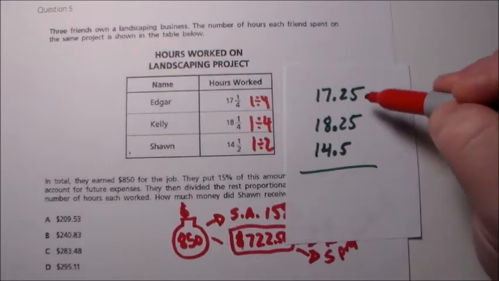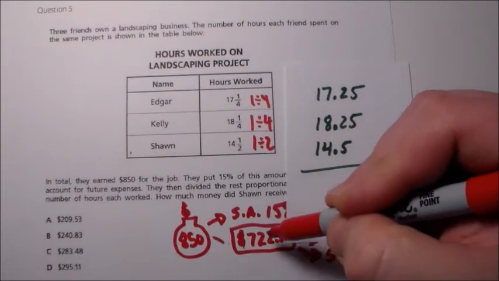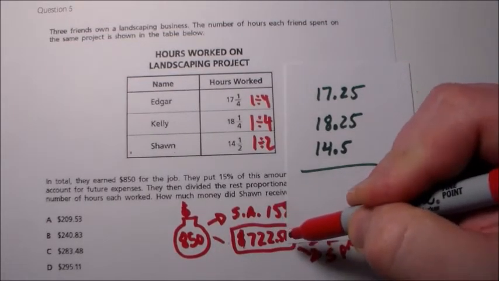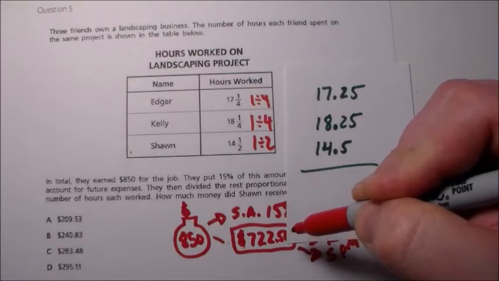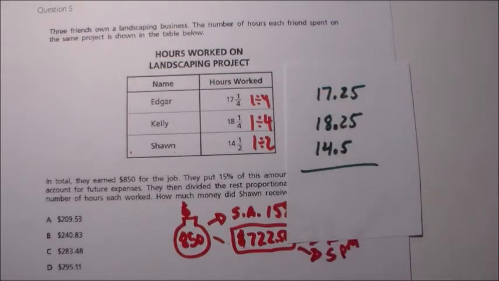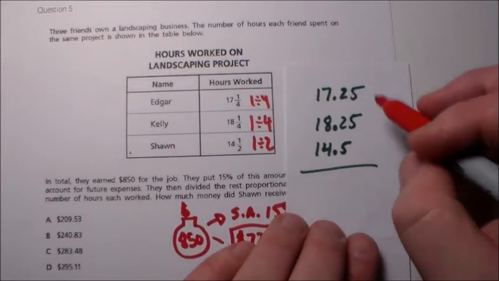Okay, so now we're going to add up, because we know the total amount of money is $722.50 that they're going to divide. We need the total amount of hours, because the total amount of money is going to be proportional to the total amount of hours. All right, so let's add all these numbers up.